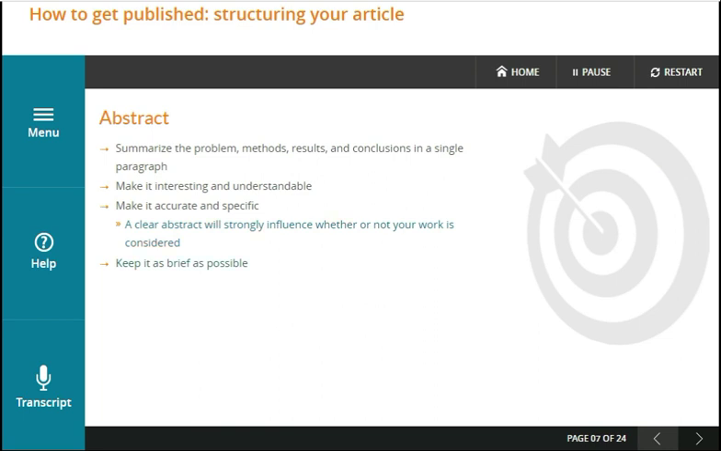The abstract should be as brief as possible. Take the time to write the abstract very carefully. Many authors write the abstract last, so that it accurately reflects the content of the paper.